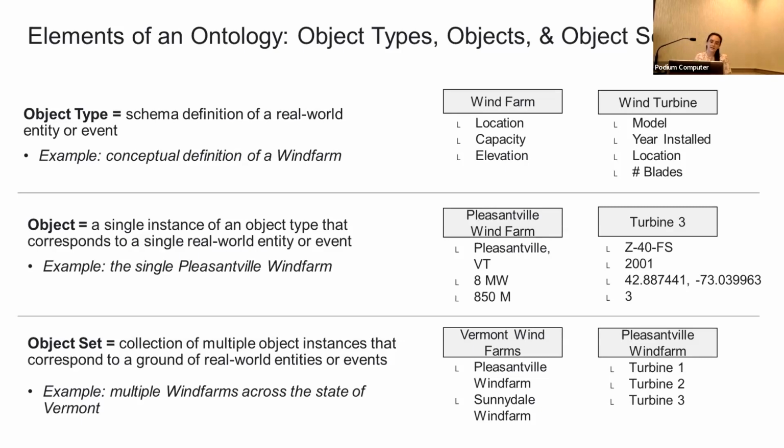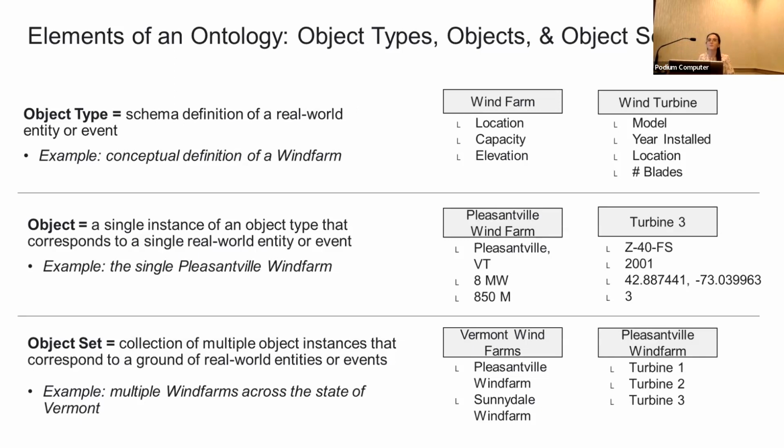And then getting down into the object and object sets, this is now where we're starting to populate that ontology model and that framework with actual data. So moving from the abstract down into the specific instances. So to populate an object, I would now take data, map that to the model, and now I can connect all the relationships in the data to describe, say, turbine 3.